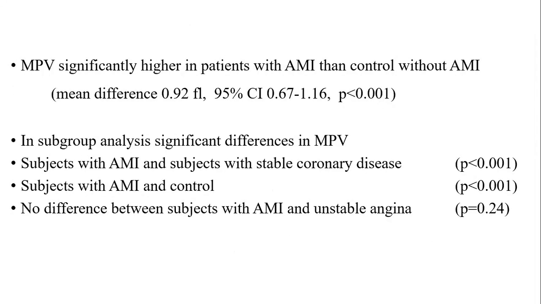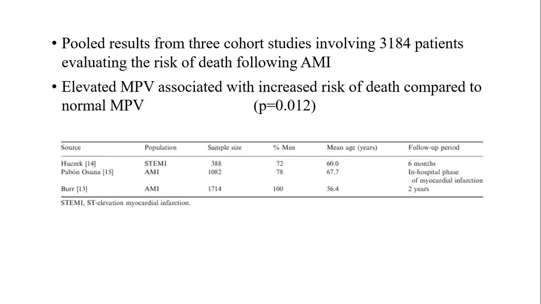There they found that the mean platelet volume is significantly higher in patients with acute myocardial infarction when compared to controls without acute myocardial infarction. Similarly, in subgroup analysis, they found a significant difference in mean platelet volume among patients with acute myocardial infarction when compared to stable coronary disease as well as healthy controls. However, there's no difference noted between patients with acute myocardial infarction and unstable angina.